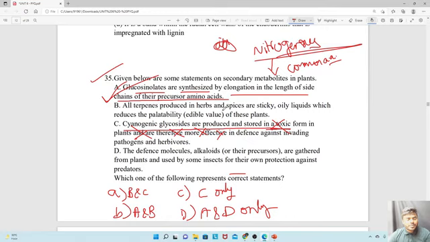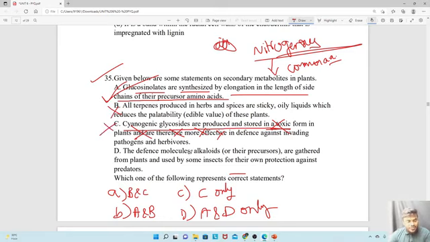Option B: all terpenes produced in the herbs and spices are sticky, oily liquids which reduce the palatability of these plants. I have explained it to all people. They never ever reduce the palatability. Secondary metabolites never ever reduce the economic importance of a plant body, never reduce the growth or the development of the plant body. They never affect plant growth. But they said that they reduce the edibility of the plant. Option B is wrong. Option C is wrong.